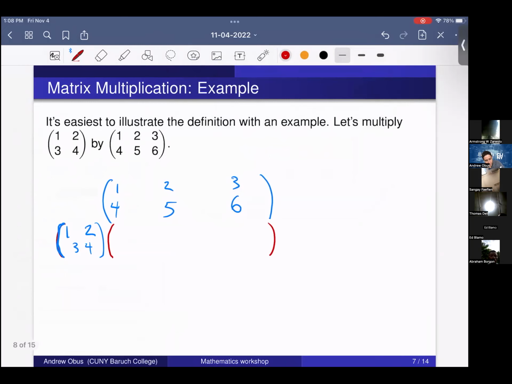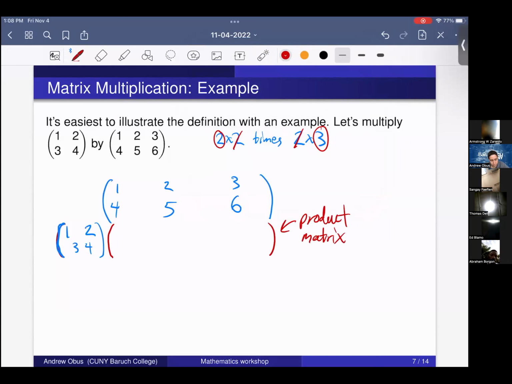Remember, first of all, that this is a 2 by 2 matrix times a 2 by 3 matrix. And that's okay because this 2 matches this 2. So that means for the final dimension, I can cross out the 2s and I'm going to be left with a 2 by 3 matrix. So whatever I write down here, this product matrix, is going to be a 2 by 3 matrix.